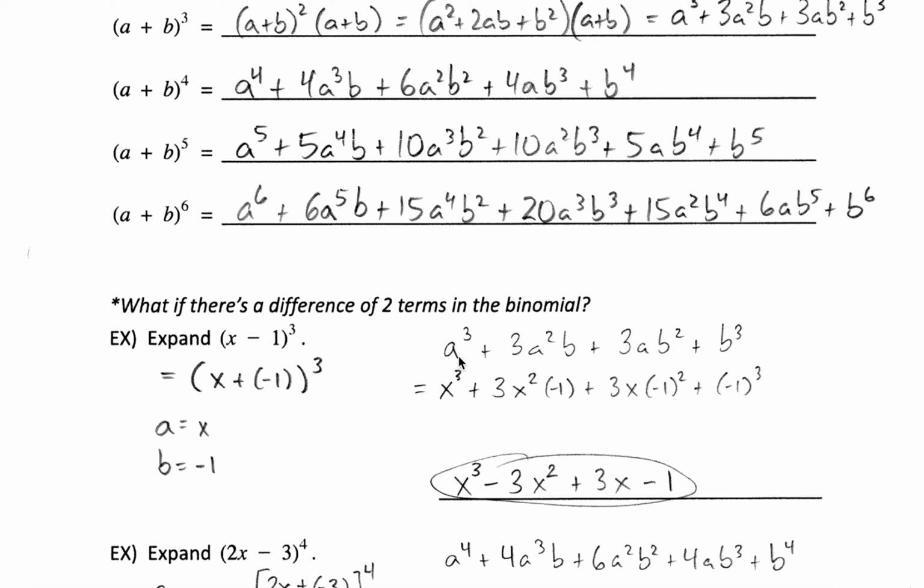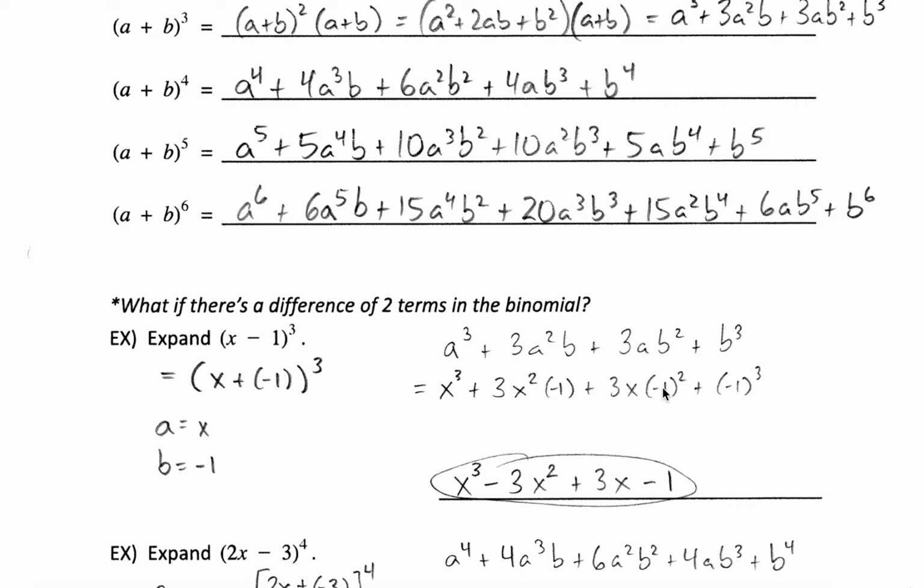A was x, so a cubed is now x cubed. Here, instead of a squared, we have x squared. Instead of b, we're substituting negative 1. So now we're doing negative 1 times 3, which is going to give us negative 3x squared. In our third term here, we have 3 times x. And this time our b term is going to be squared.